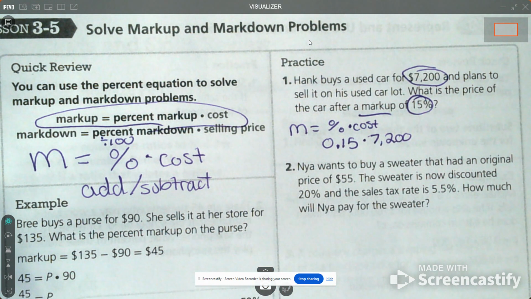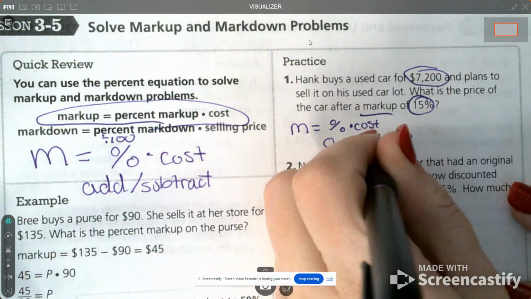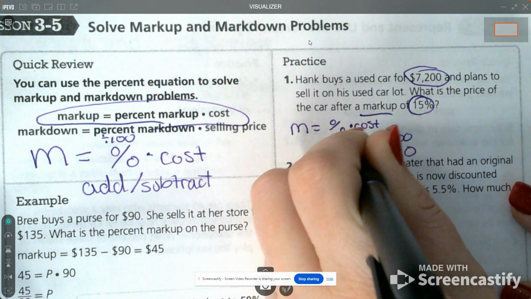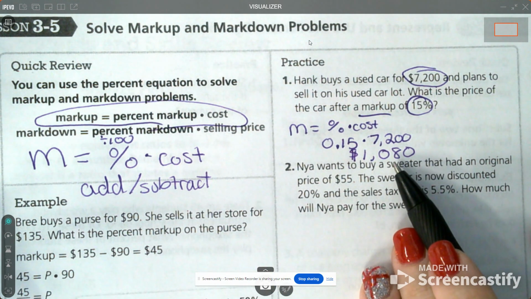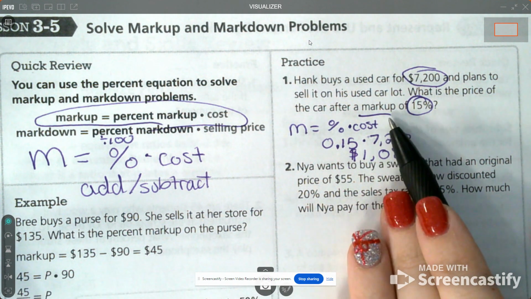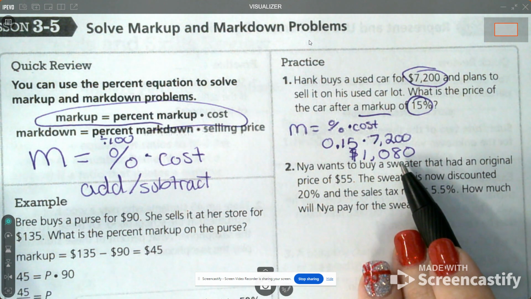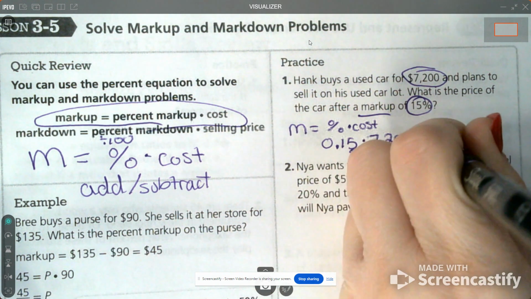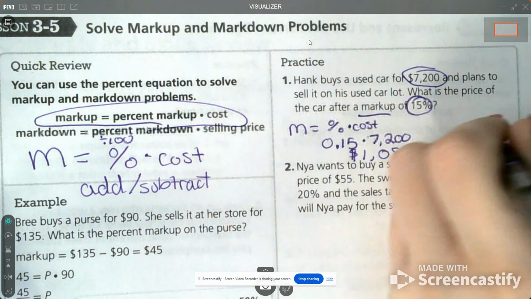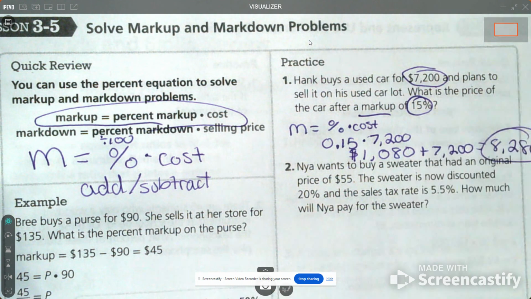So what would that be if you multiply 0.15 times 7,200? Well, y'all should have this written down. What's 0.15 times 7,200? 1,080. So this is not the cost of the car. We cannot stop there. It's wanting to know what's the cost after the markup. So if it's a markup, am I going to add or subtract? Macy, what am I going to do? I'm going to add. So you add the 7,200 to it, which would give you 8,280 as your final answer.